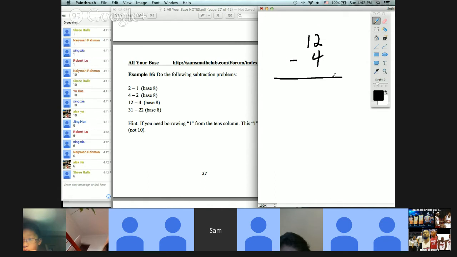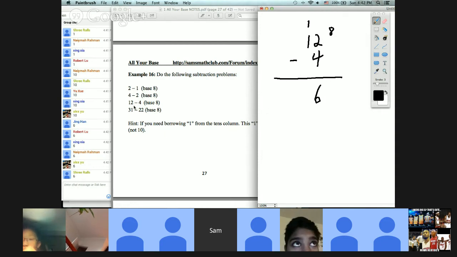Right, nice. Everybody got it, and I think the answer is 6. Initially, when you look at it, it's just 12 minus 4, which is 8. 8 in base 8 is 10, right? But you can't do that, since when you borrow from over here, 10 doesn't come over. 8 comes over, and then 8 minus 4 is 4, plus 2 is 6. So don't get tricked by that.